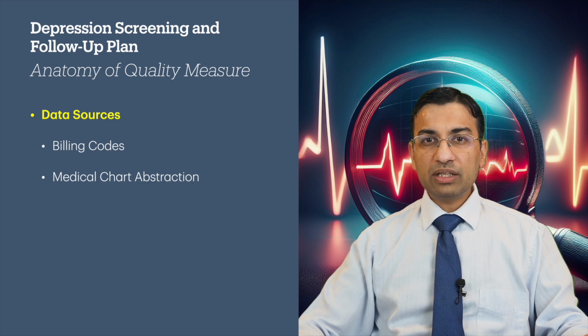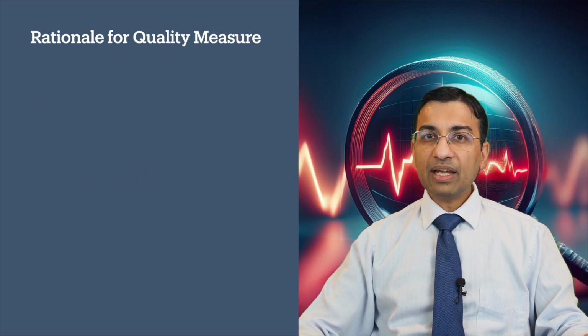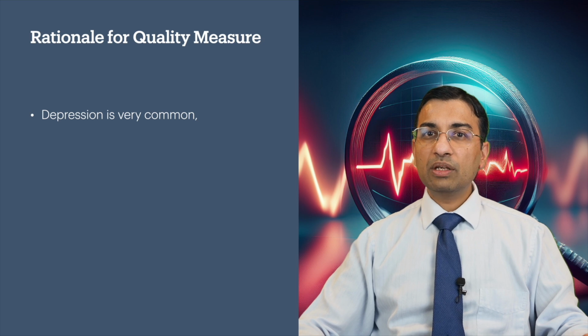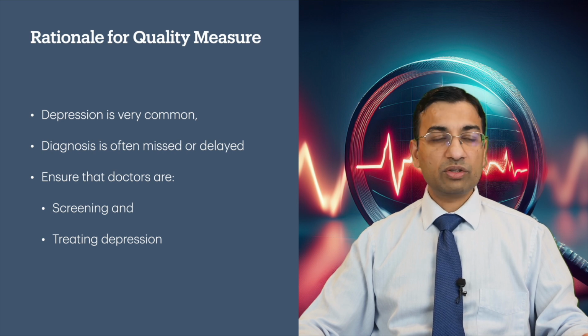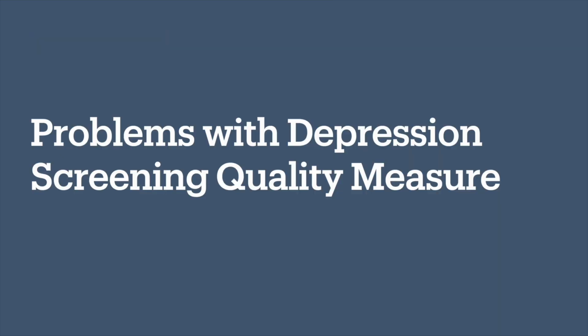Now that we know the details of this quality measure, let's analyze its rationale and see if it's achieving its intended outcome. If I had to sum up the rationale for creating a quality measure for depression screening, it would be: depression is very common and the diagnosis is often missed or delayed, and we need to ensure that doctors are screening and treating for depression. Now that we understand the basics of the depression screening quality measure, let's look at the problems this quality measure creates for patients and frontline doctors.